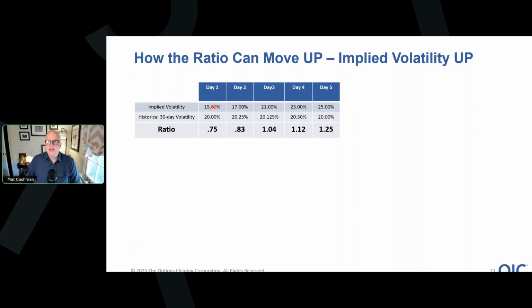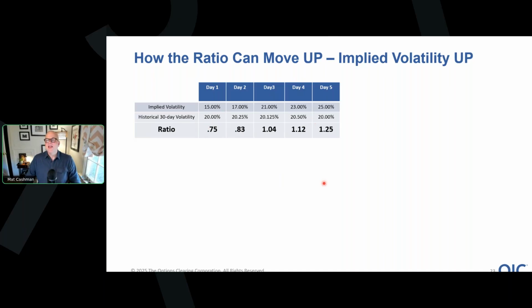In this case, we have 5 days across the top and their commensurate implied vol numbers and 30-day historical numbers. This is for one stock, okay? So day one, you can see what they are, right? 15 over 20, that gives you a 0.75. Then the ratio moves to 0.83, 1.04, 1.12, 1.25. This thing is moving a lot. Why is it moving?